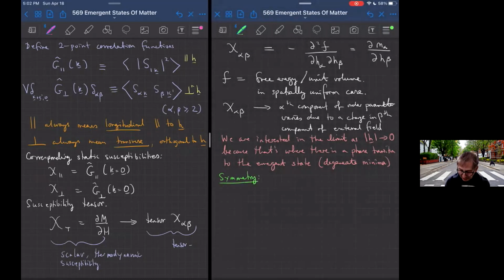So what symmetry tells us is that the Hamiltonian has O(N) symmetry. Okay, it's rotationally symmetric in spin space. If I make a change in the order parameter, it doesn't change the free energy. And so what that means is that F, the free energy per unit volume, cannot depend on the direction of H.